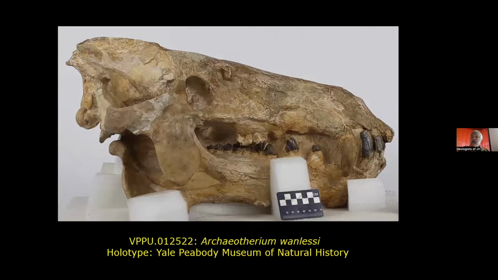Now, this one was really fun. This is named for Wanless. It's Archaeotherium wanlessi. The type specimen, which is this one, a beautiful skull, was taken. Yale Peabody Museum of Natural History has it now, even though it was part of Princeton University. But during the 80s, they moved all the paleo collections to Yale.